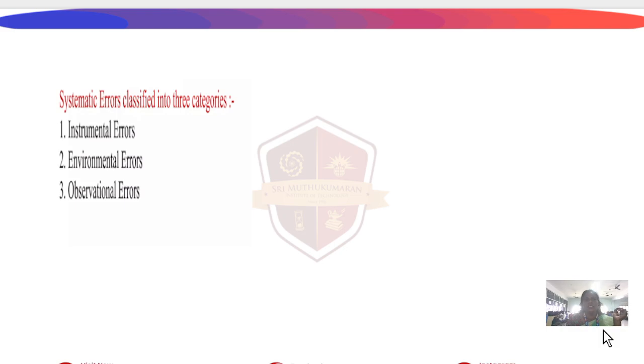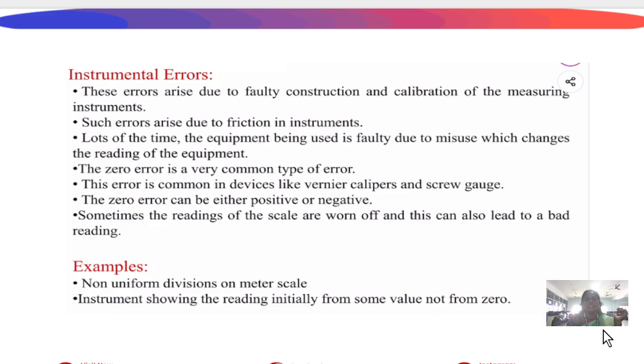The advantage of systematic error is that it can be minimized by proper calibration, good instrument design, and correction factors.